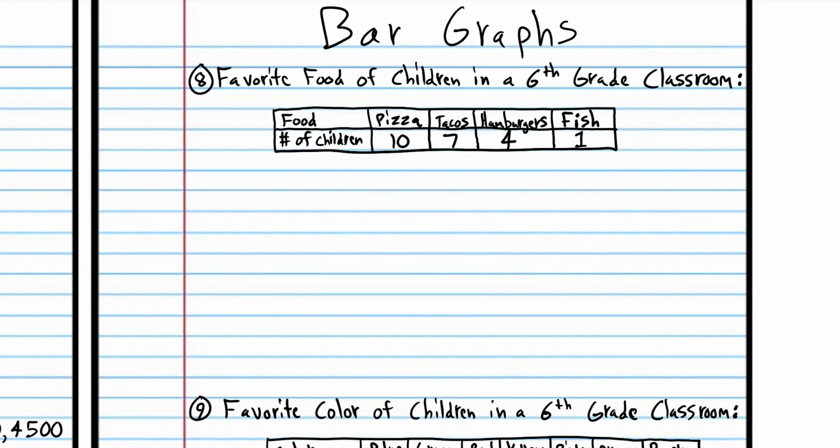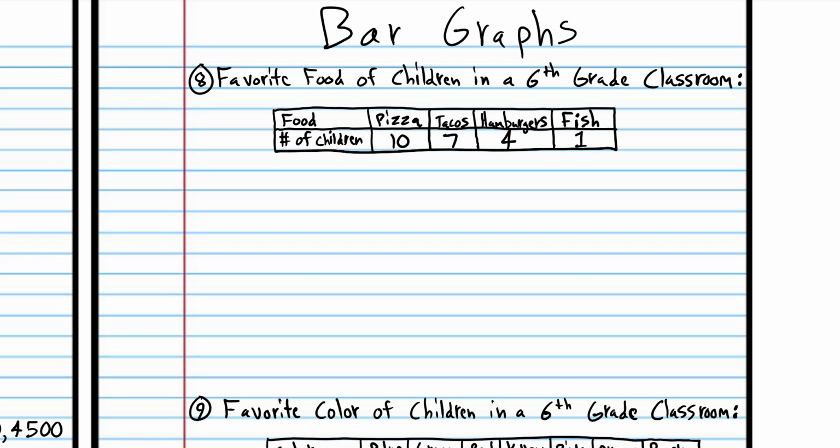Bar graphs are used for what you call categorical data. So this is data that you categorize. Favorite food of children in a 6th grade classroom. So we've already done dot plots. That's a type of graph. Box and whisker plots are types of graphs. But we're going to learn bar graphs and line graphs today. And then when we're done with that, we'll be done with this class.